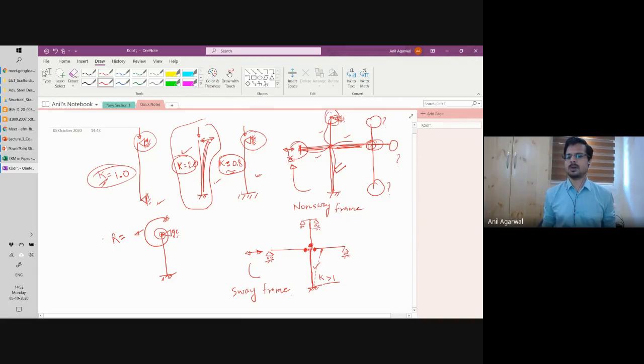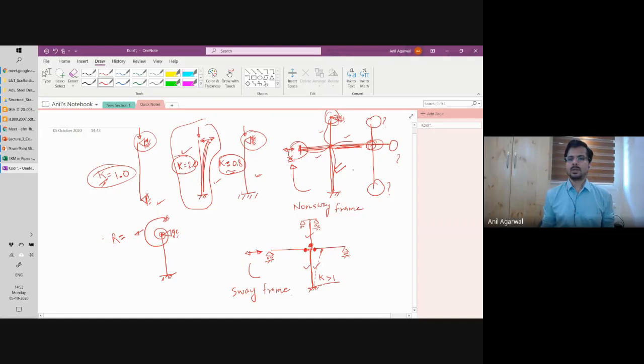In fact, the column above does not really offer much resistance against buckling, because most likely even that column is also subjected to a similar level of loading. So when this column is about to buckle, even the column above will also want to buckle. Both of them are going to buckle almost at the same time. They are equally close to their respective buckling limits. So if the beams are pin connected to the column, you can pretty much assume K is equal to 2.